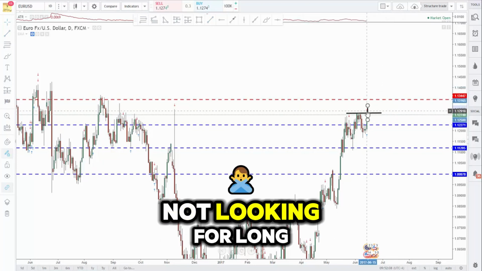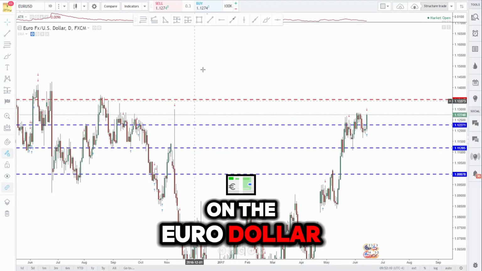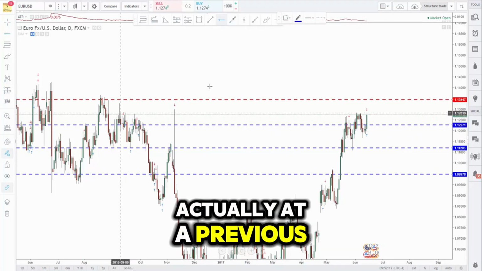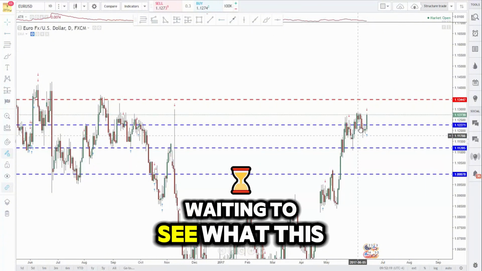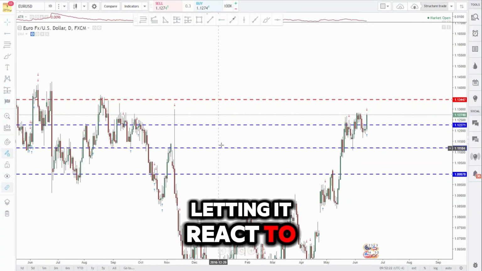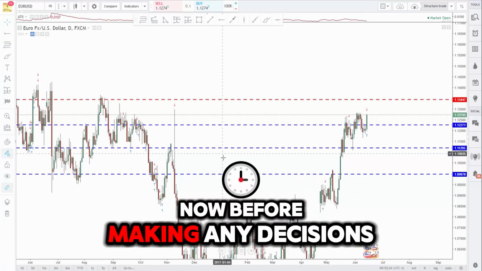So currently I'm not looking for long opportunities here on the euro dollar, because we are still at a previous level of resistance back here as well. So just kind of waiting to see what this market does, letting it react to the level of resistance it's at now before making any decisions.